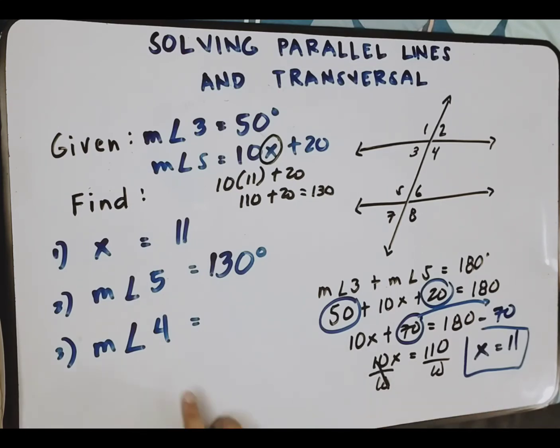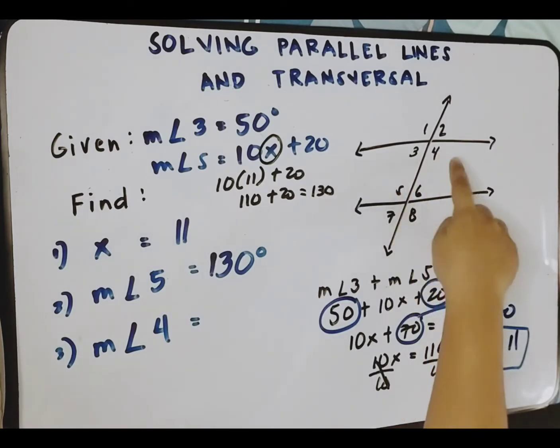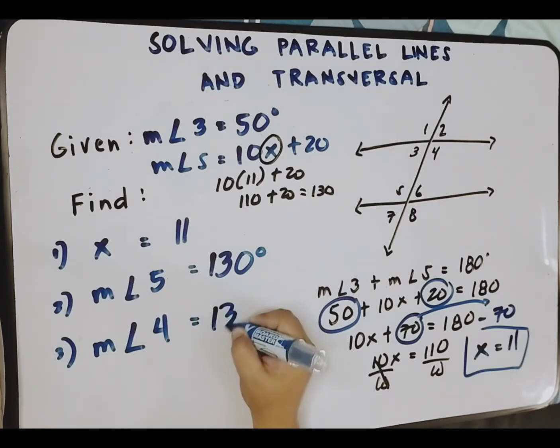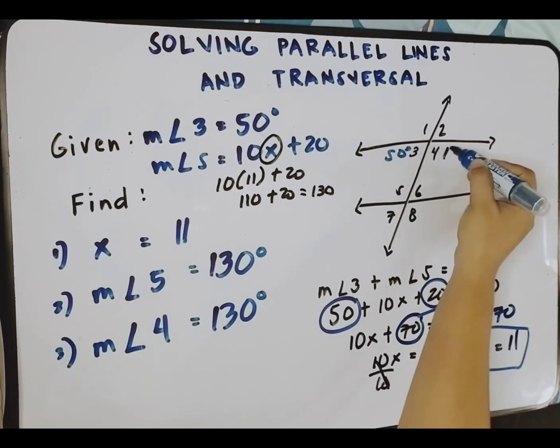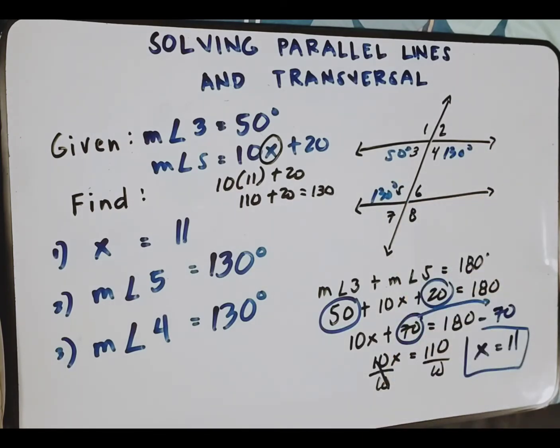Now, what is the measurement of angle 4? Angle 3 and angle 4, again, are a linear pair, so they are supplementary. Therefore, just subtract again: 180 minus 50 is 130 degrees. This is 50 degrees, this is 130 degrees, 130 degrees. So, correct.